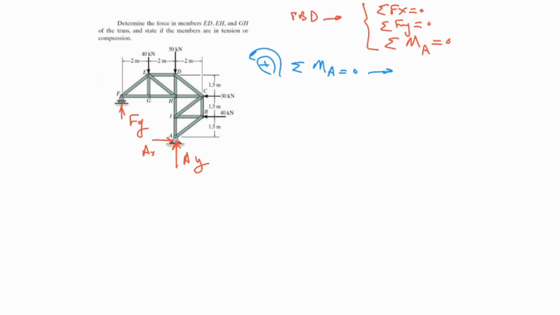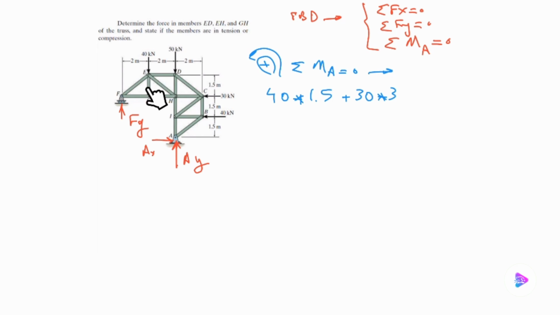Then I put 40 times its arm, which is 1.5 meter here. That's the positive moment which this force is making. Okay, the same for 30. I have 30 times 3, which is this arm. This guy is not making any moment, it goes through that point, and that's a good thing for us.